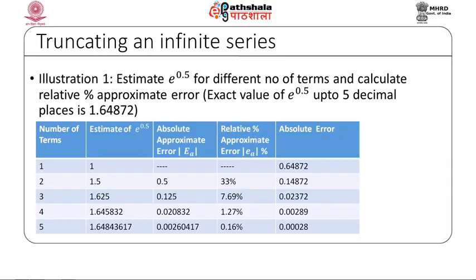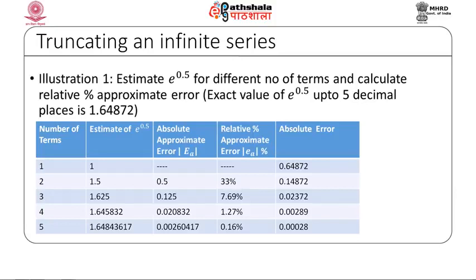So, the answer is 1.5, and the absolute approximate error is the current value minus the previous value, in absolute terms. So, 1.5 minus 1, it is the absolute value of 0.5, and the relative approximate error would be the absolute approximate error divided by the current estimate. So, 0.5 by 1.5 into 100. It gives a relative percentage approximate error of 33%, and for the actual absolute error you subtract the value obtained from 1.64872, which gives you 0.14872. So, the error has decreased.